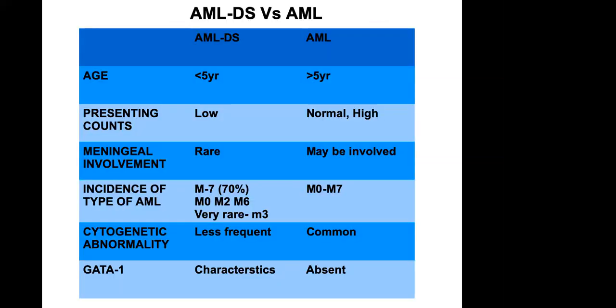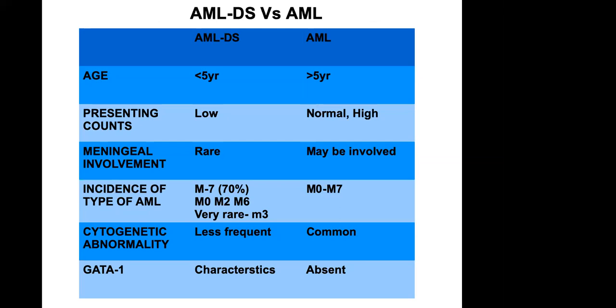Now, there is a difference between the AML of Down syndrome and AML without Down syndrome. So what are the differences? The most important difference, which is actually not written here, is the sensitivity to chemotherapy. AML-DS is very chemosensitive as compared to AML. Other than that, AML-DS presents in the less than 5-year age group, while AML is mostly in the more than 5-year age group.